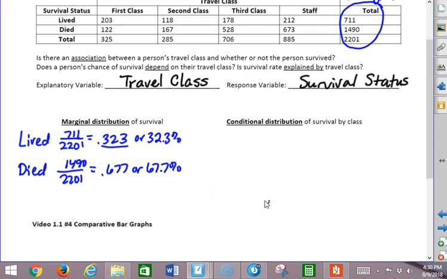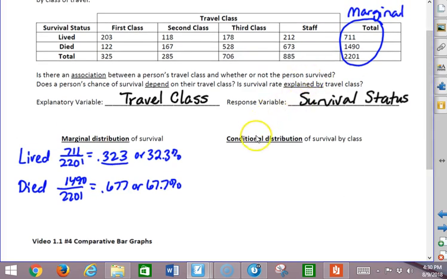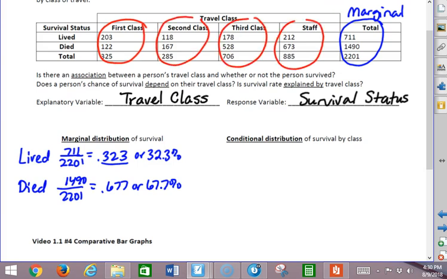Now I want to know the conditional distribution of survival by class. In other words, I'm still looking at the distribution of survival. I'm still looking at the percent, or the proportion, or the probability of living and dying, but I'm only going to look within each class separately, because I want to compare how likely you are to live and die within first class, second class, third class, and staff. So now I'm looking at this column, this column, this column, and this column, and these are going to be my conditional distributions. So I'm going to have 4 conditional distributions.